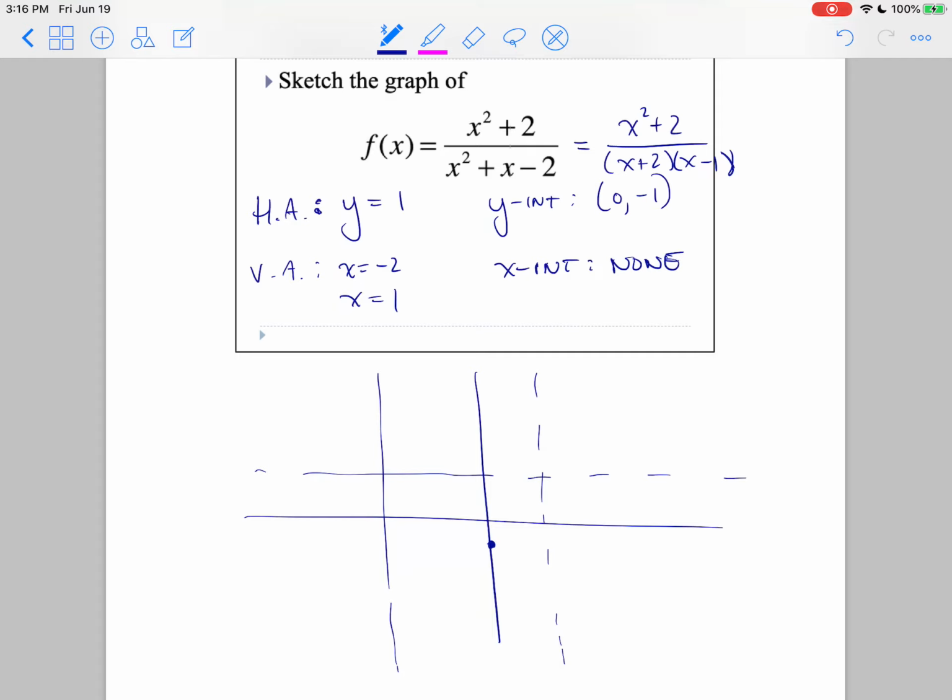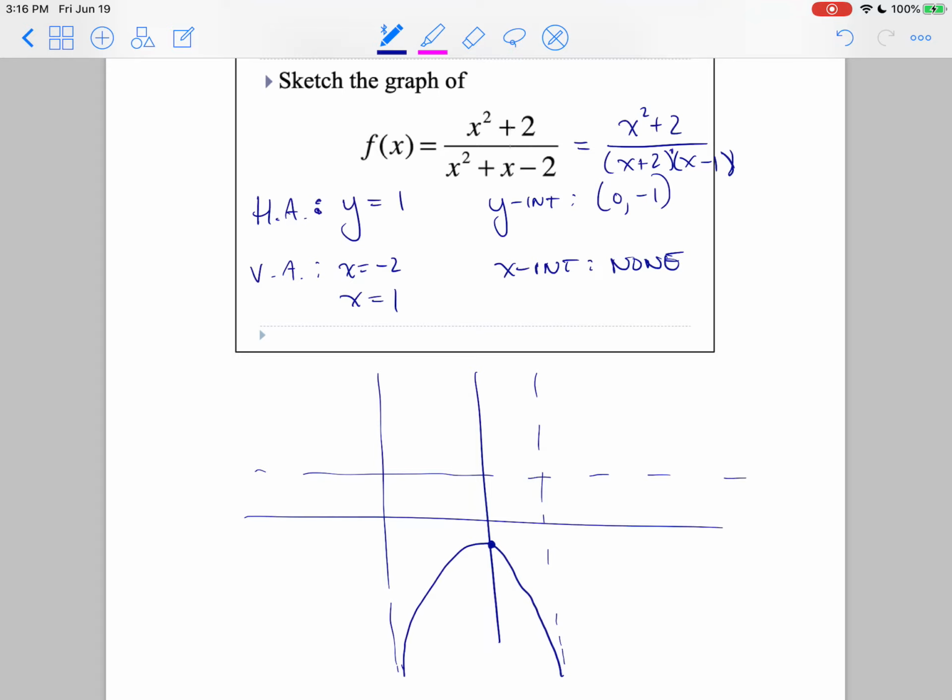Now, if I'm not going to cross the x-axis at all, that kind of helps me out a little bit, because that means I can't start up here, because then to get to this point, I would have to cross the x-axis somewhere. So instead, that means I must be starting here and doing something like that, okay?